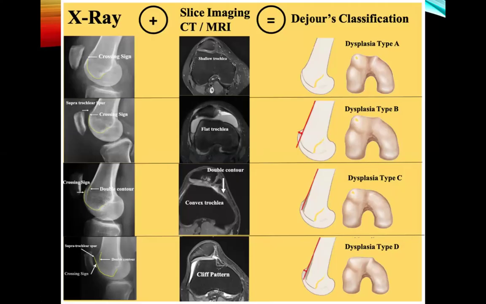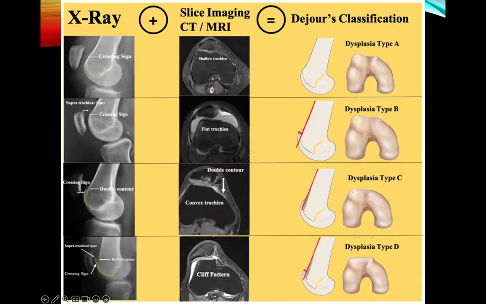Second, you have type B trochlear dysplasia, wherein you see the presence of a supratrochlear spur along with the crossing sign and a flat trochlea. This is type B of Dejour. Type C: the supratrochlear spur is a bony spur that is present at the proximal end of the trochlea, as we can see here. In type C, we have a crossing sign with a double contour that we see, which is because the medial femoral condyle is smaller; you can see that there are two images here that superimpose on each other.